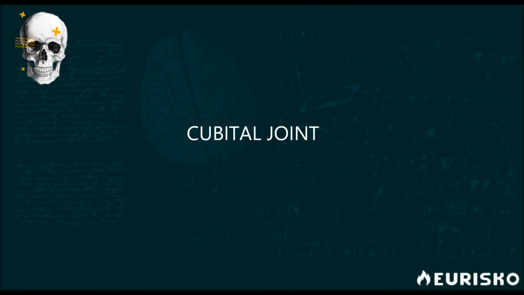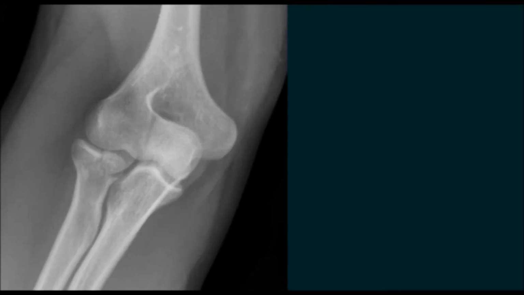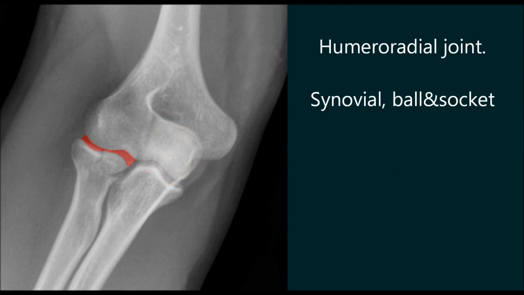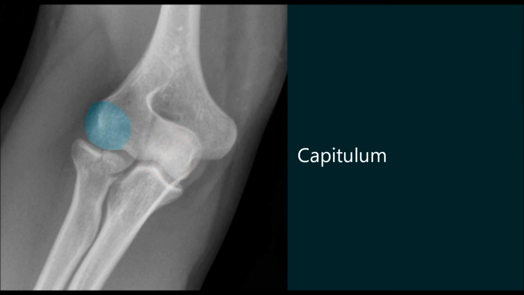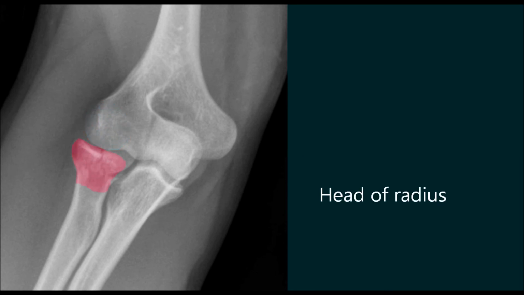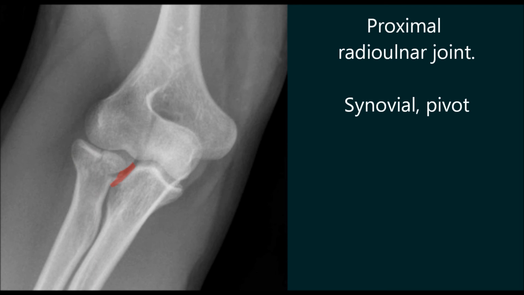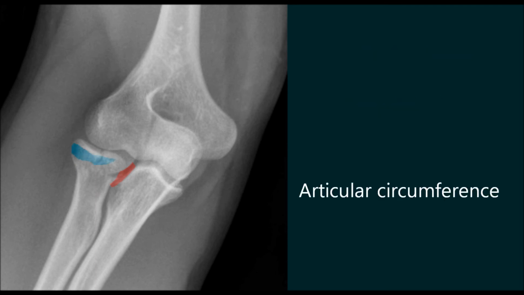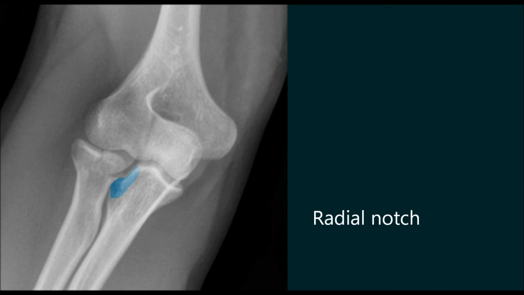Now let's talk about the cubital or elbow joint. This joint is a combination of three lesser synovial joints: humeroulnar, a hinge joint between the trochlea of the humerus and the trochlear notch of the ulna; humeroradial, a ball and socket joint between the capitulum of the humerus and the head of the radius; and proximal radioulnar, a pivot joint between the articular circumference of the radius and the radial notch of the ulna.